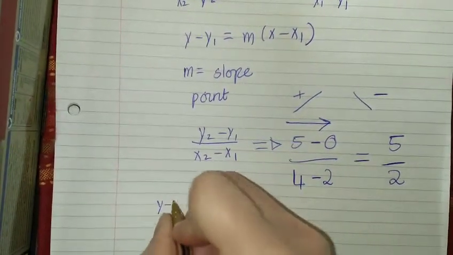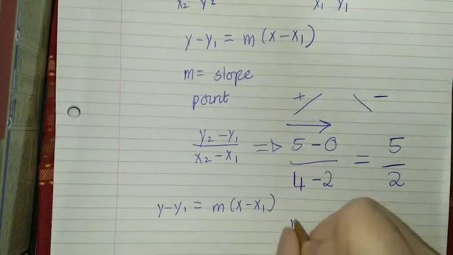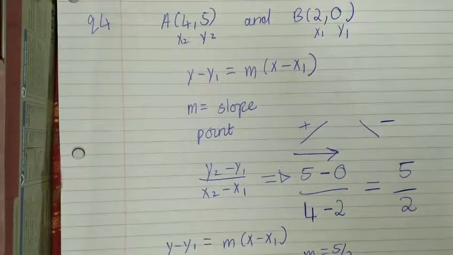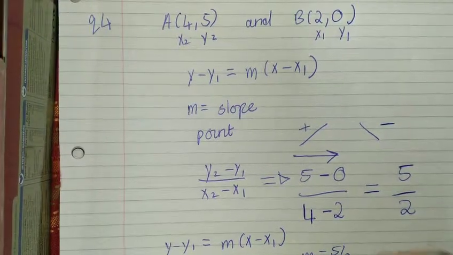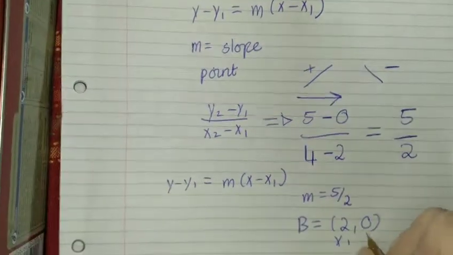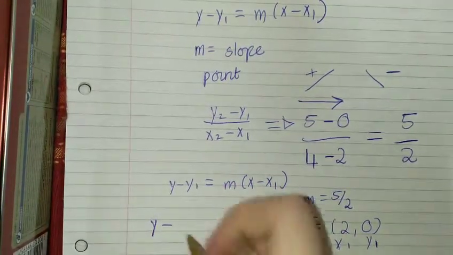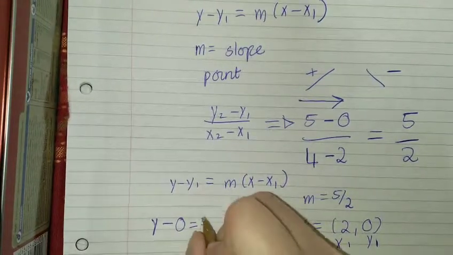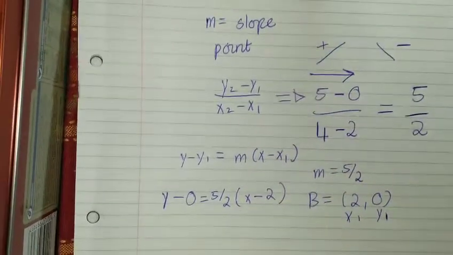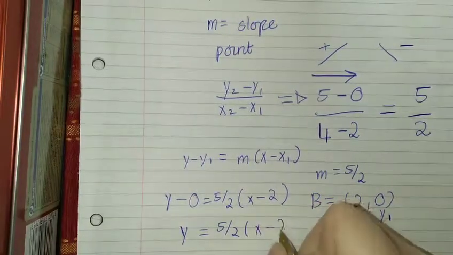So my formula is y minus y1 is equal to m(x minus x1). So my slope m is 5 over 2. I'm going to pick either of my points. I'll pick B because it might be easier. So B is (2, 0), so that's x1, y1. So then y minus 0 is equal to m, which is 5 over 2, times x minus 2. So then I'll just have y is equal to 5 over 2, x minus 2.